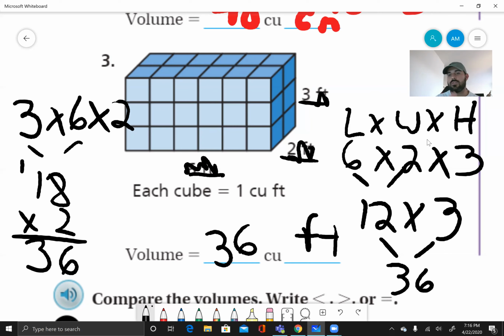So obviously, I would like you to understand what the length is, what the width is, and what the height is, but you can flip them. As long as you multiply them correctly, no matter in what order, you are going to get your answer.